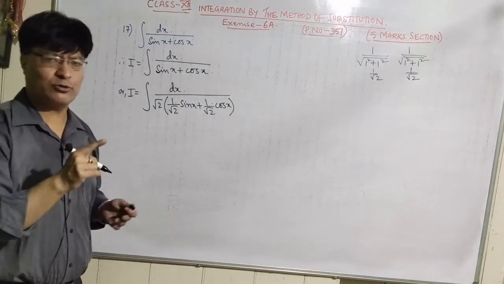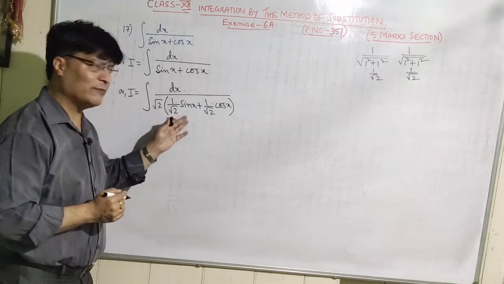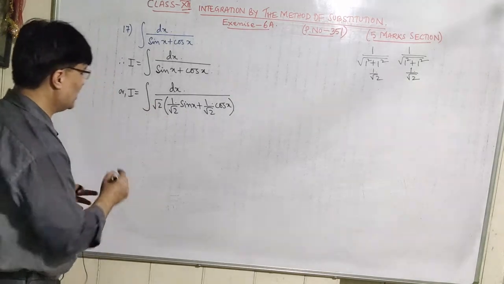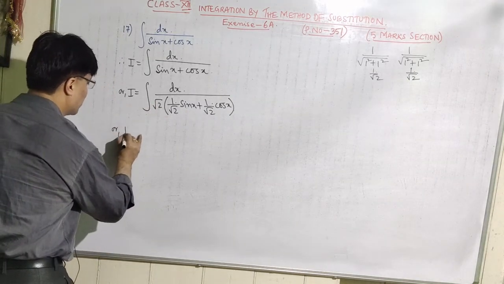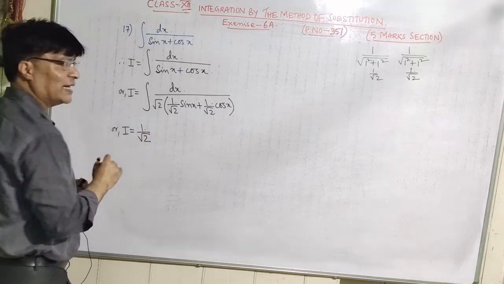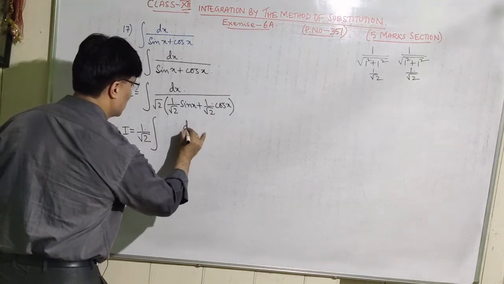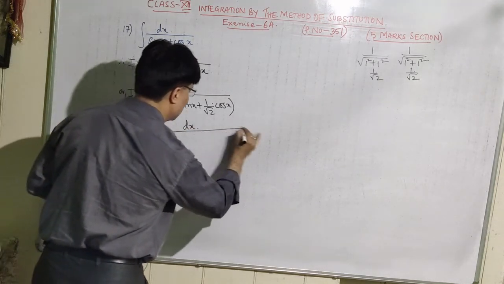Because you can simplify it. Root over 1 square plus 1 square is root over 2. That means we are multiplying and dividing the denominator by root 2. Okay? So here I is equal to 1 upon root 2. That is your constant. It is taken outside. Integration of dx divided by.